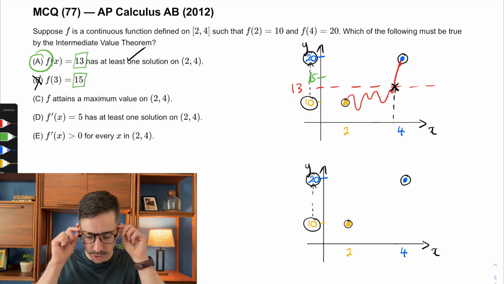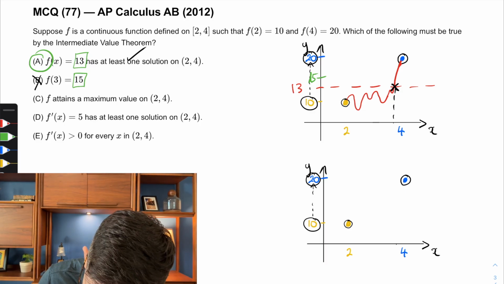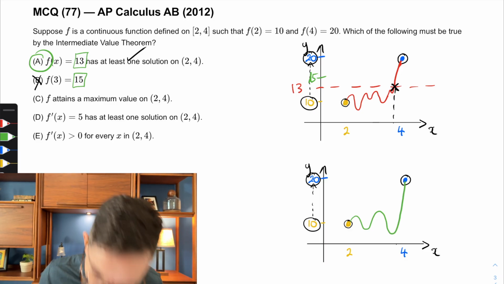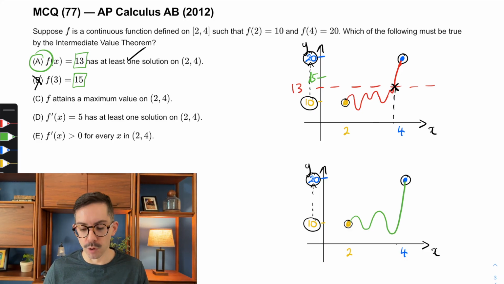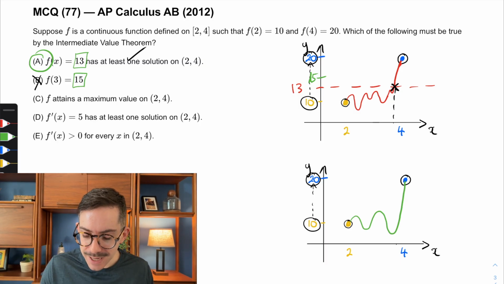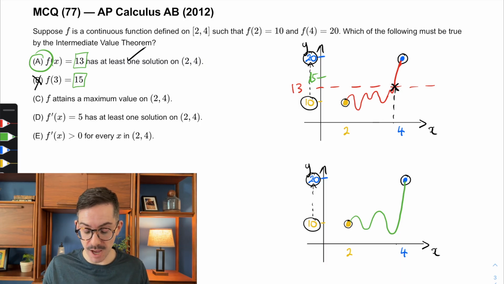Okay. So C is saying that the function f has to attain some maximum value between 2 and 4, that open interval. Well, that doesn't need to be the case. It's also not what the intermediate value theorem says, but let me show you why that needn't be the case. If I do something like this, and then go really steep up towards that point at (4, 20), well, that is making the function take its maximum value at x equals 4. Okay, the maximum value of this function that I've drawn is 20.